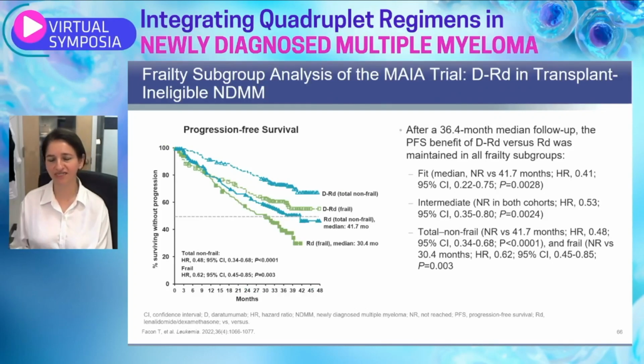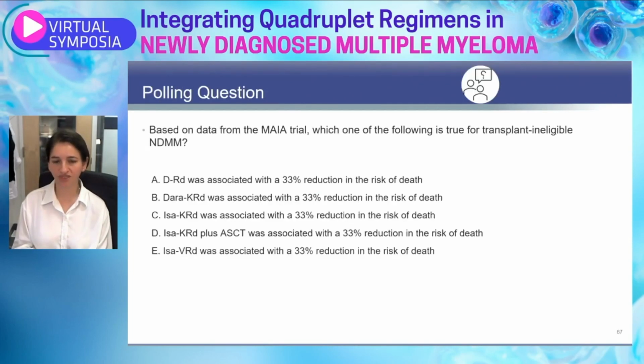So if you look at frailty here, the MAIA trial has done a nice job of looking at frailty. And if you look at frailty, both in the non-frail as well as the frail patient population, this triplet actually did quite well. So adding on the DARA-RD to the frailer patient population, you do see an improvement in progression-free survival, which is quite remarkable. So based on the data from the MAIA trial, we have a polling question here.